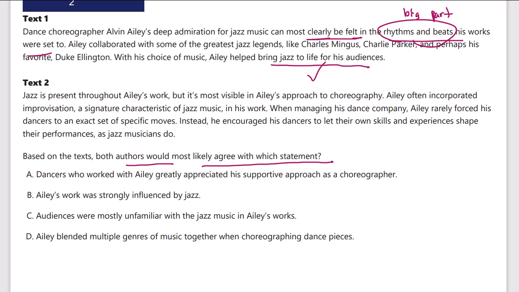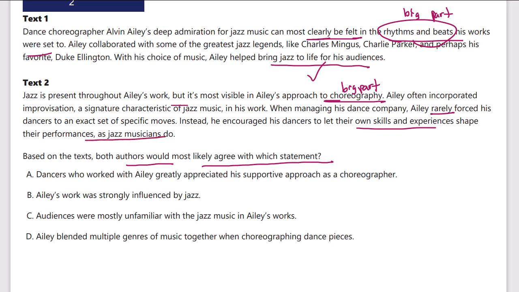Okay. Text 2. Jazz is present throughout Ailey's work, but it's most visible in Ailey's approach to choreography, so dancing, right? Up here it said rhythms, beats were the big part. Here we say the big part is choreography. So it's a little different. Ailey often incorporated improvisation, a signature characteristic of jazz, in his work of managing his dance company. He rarely forced his dancers to an exact set of specific moves. Instead, he encouraged dancers to let their own skills and experiences shape their performance, as jazz musicians do.